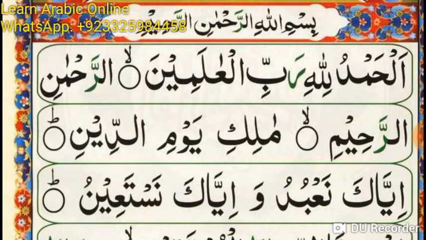Here, look, there's a shadda on Ra. Because of this shadda, you have to join it with the previous vowel, and that vowel is under the Ha, which is Kasra. So it will become Bismillahirrahmani. Good. Repeat again. Bismillahirrahmani. Good. Next word is Ar-Rahimi.